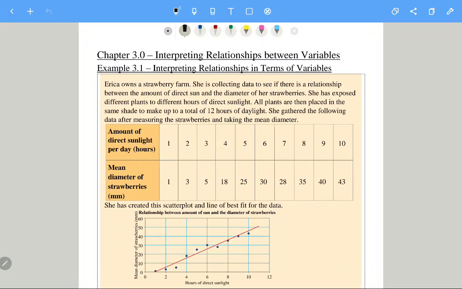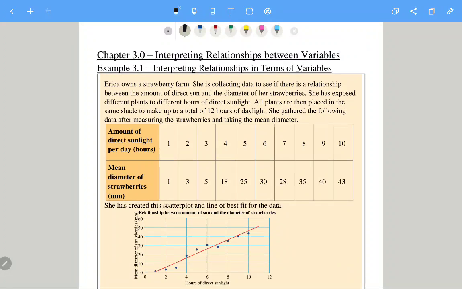She's collecting data to see if there's a relationship between the amount of direct sun and the diameter of her strawberries. Diameter is the distance across, so it means they're bigger. She's exposed different plants to different hours in direct sunlight. All plants are then placed in some shade to make up the total of the 12 hours of sunlight. She gathered the following data after measuring the strawberries and taking the mean diameter.